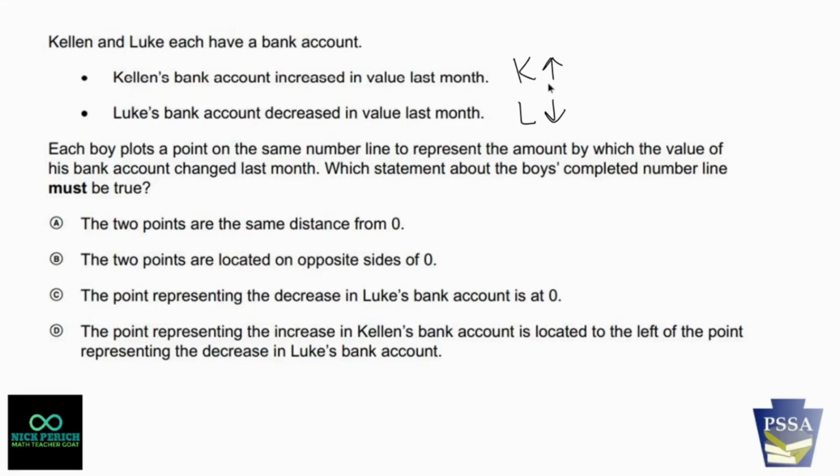So let's make two fake number lines, okay? So Kellen has a certain amount of money. We don't know. But what happens is he is going to move to the right because he's increasing. So Kellen is somewhere over here. Do we know how much? Nope, no clue. He could have gained $1,000. He could have gained $1. Doesn't really matter. We don't know.